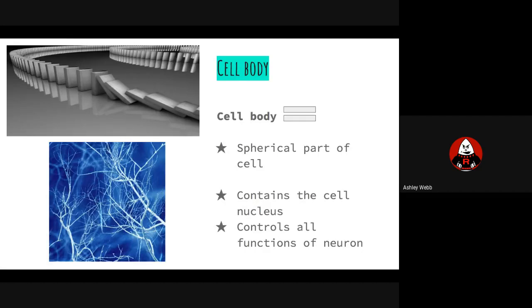When we're looking at a neuron, the biggest part of it is the cell body. The cell body is the part of the neuron that contains the nucleus and controls all functions of that neuron. It's the spherical part of the cell. This is the part of the cell that contains the organelles. There's a cytoplasm that contains those usual organelles that we have in any other type of cell that we've studied so far.